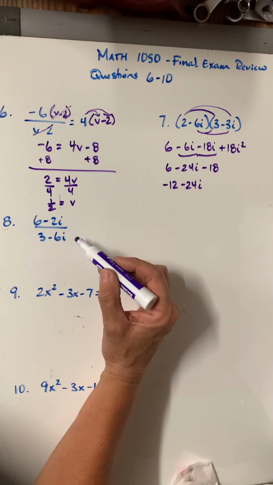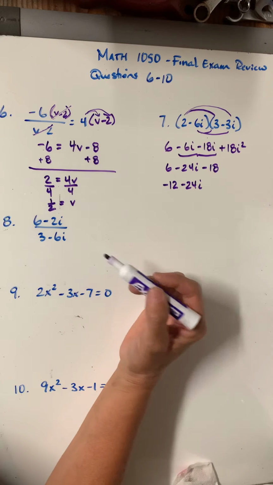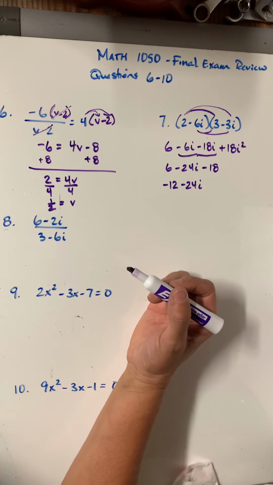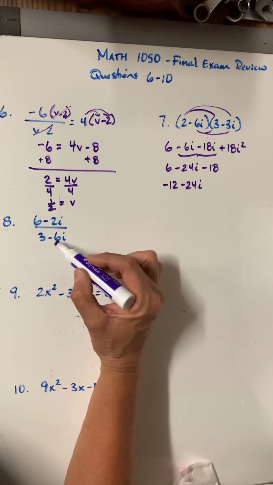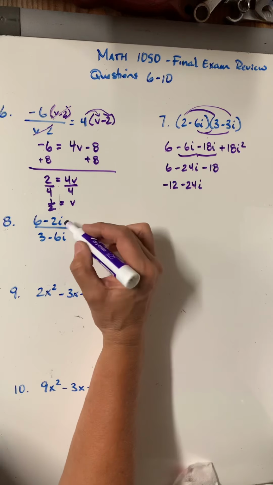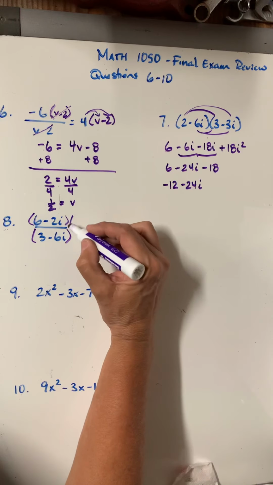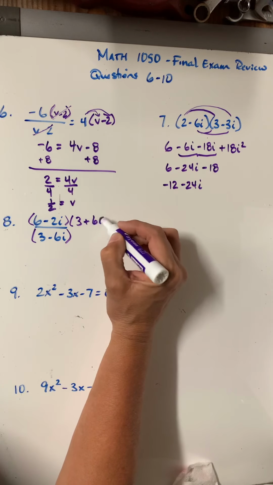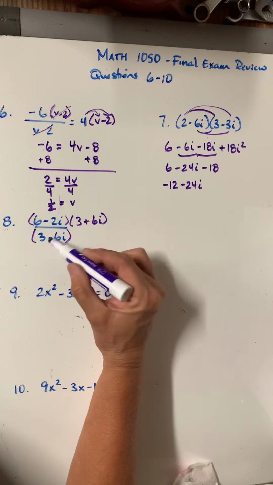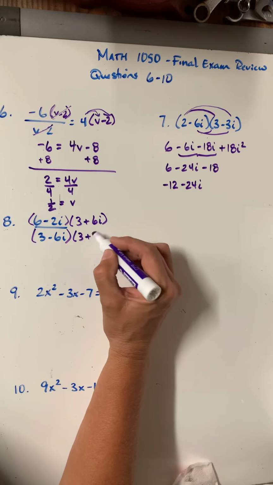So in question 8, they want us to do division with imaginary numbers, and there's a particular method to doing that. What you do is you look at the bottom and you're going to multiply the top and bottom by the conjugate of the bottom. So the conjugate just changes that sign in the middle. So 3 plus 6i.